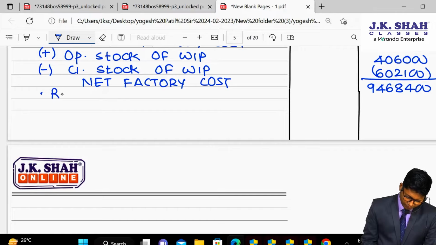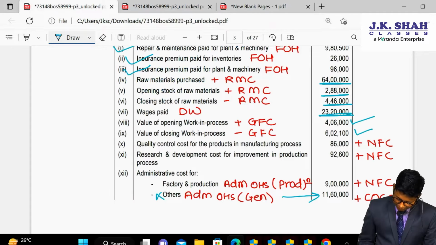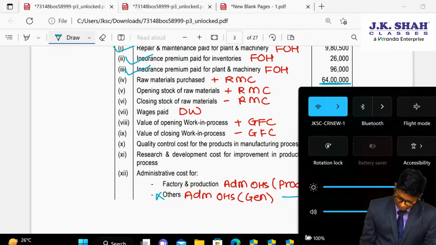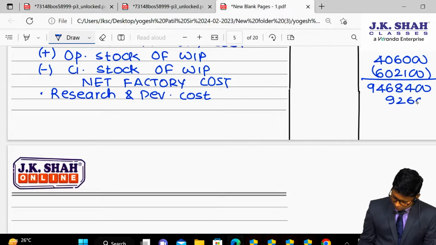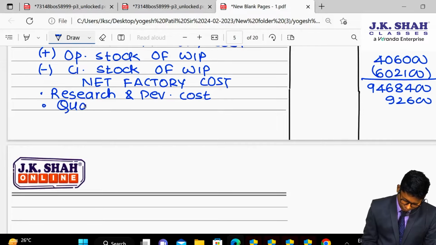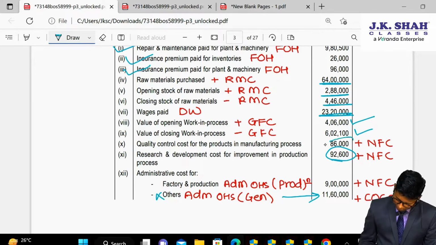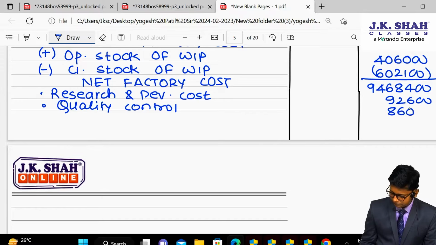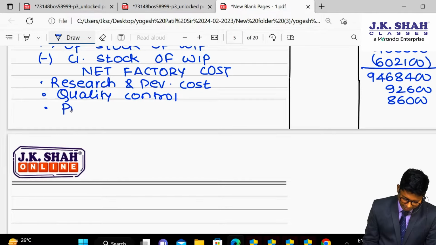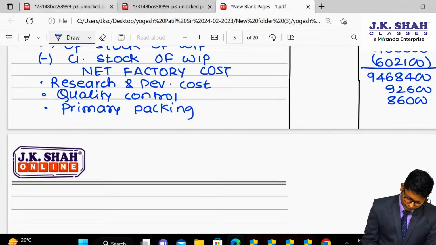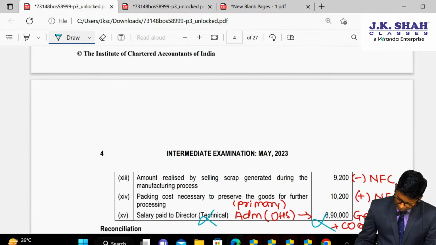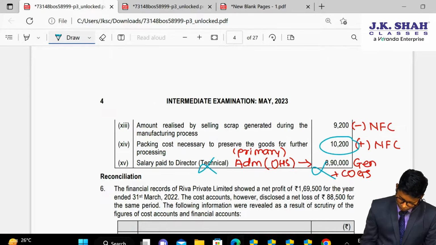So let's record in the same order: research and development cost. The research and development cost amounts to 92,600. Then you record quality control cost. Quality control is 86,000. Then you record primary packing. Primary packing cost is available with us in this statement. It is 10,200.